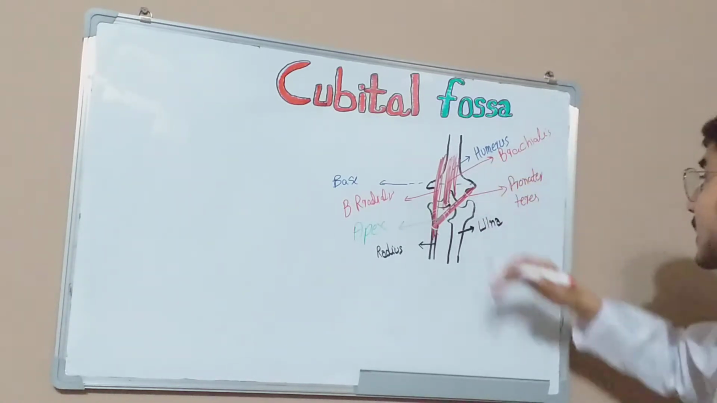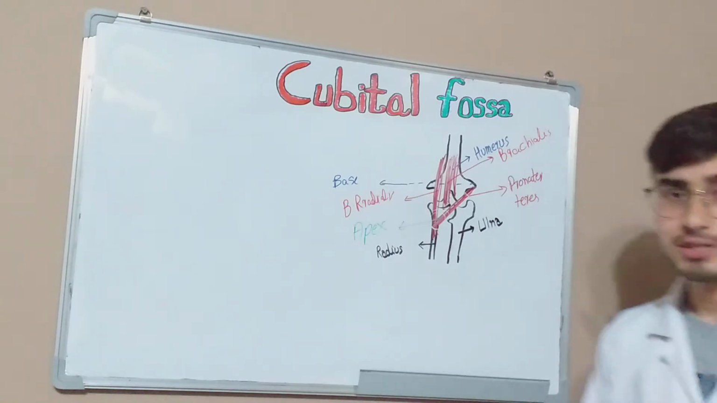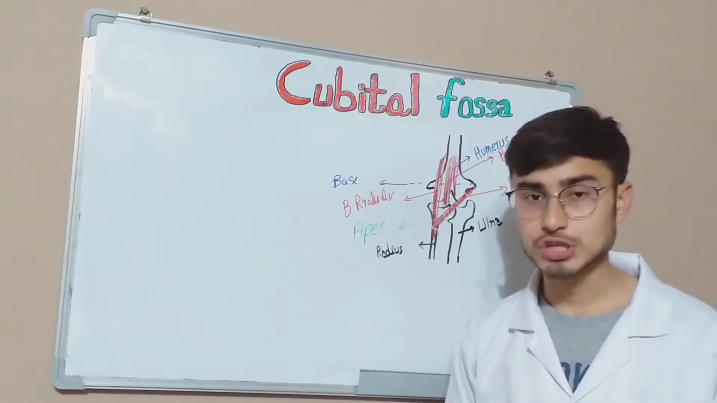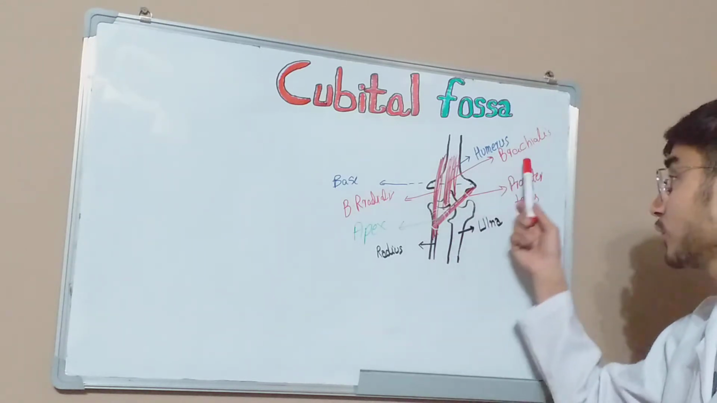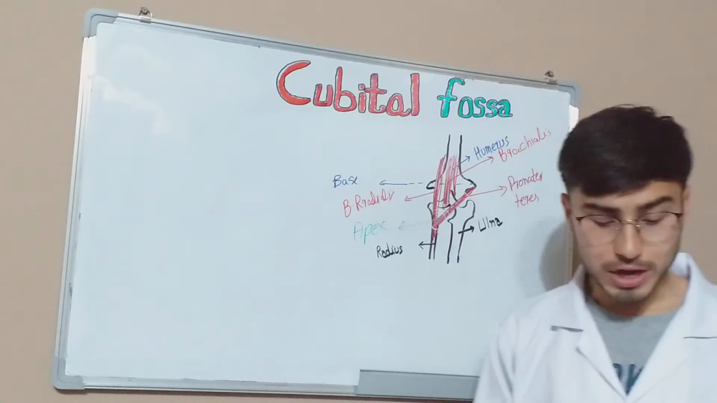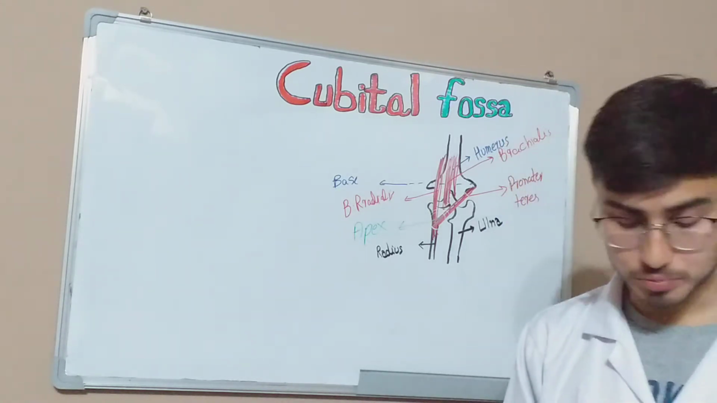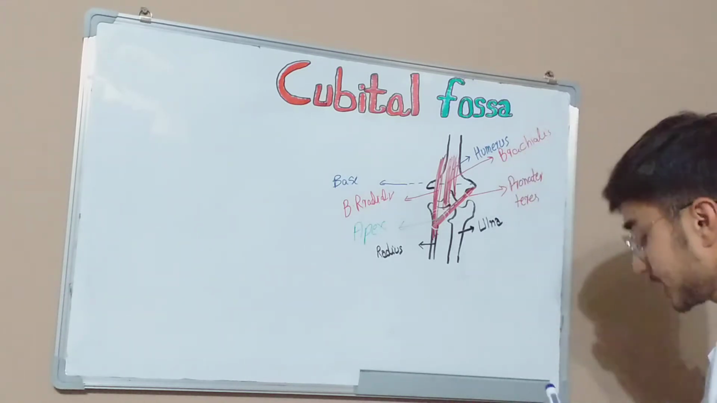So these are all the structures that are forming the boundaries of the cubital fossa, and the floor of the cubital fossa. So far we have discussed that. Now I'm going to explain the contents of the cubital fossa.